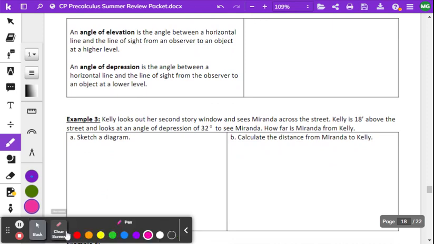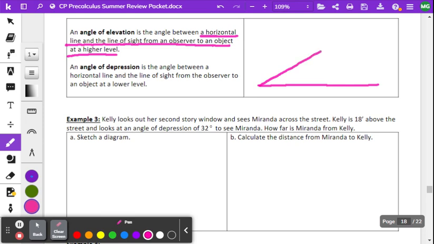Okay, a little bit more. So we will have word problems with the angle of elevation and the angle of depression. The angle of elevation is the angle between the horizontal line and the line of sight from an observer to an object at a higher level. So if you had to look up at a mountain, the horizontal would be here, and then you'd be looking up here. So this would be your angle of elevation. And this is our horizontal right here. It always has to go off the horizontal.